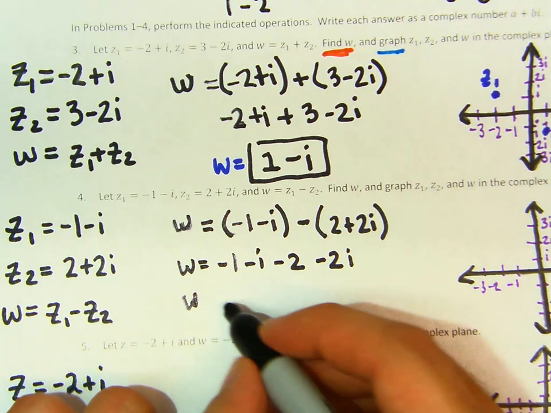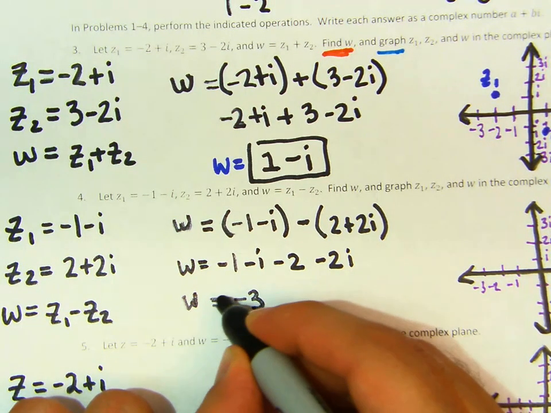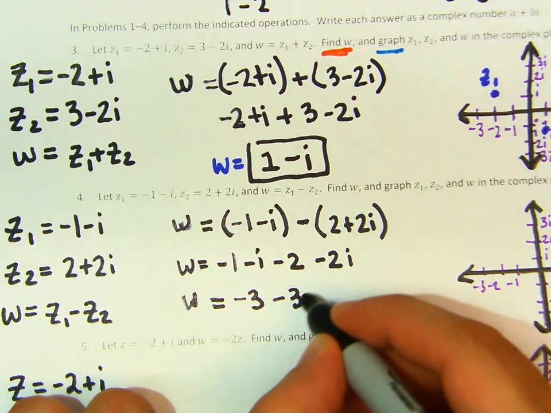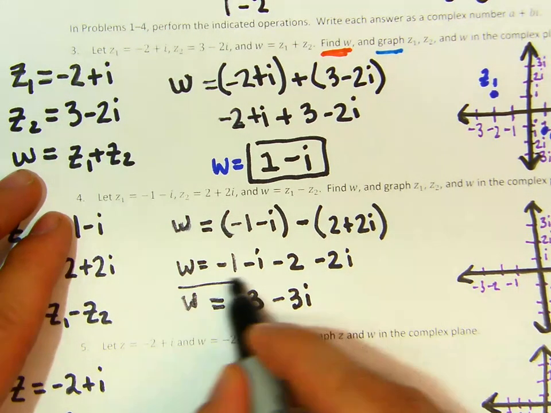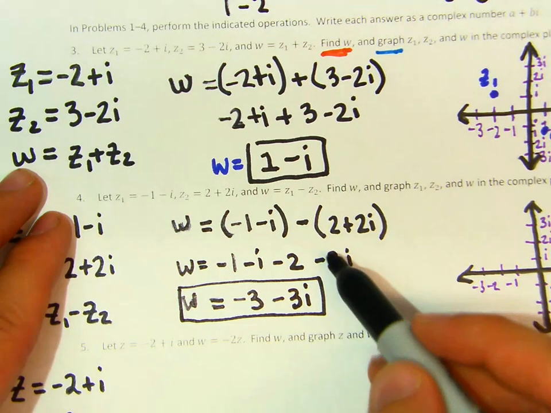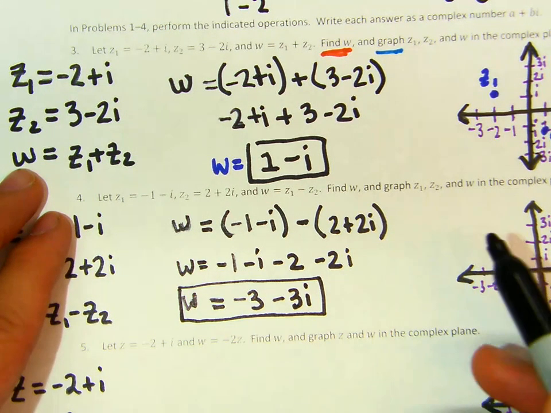Negative 1 minus 2, that's negative 3. Okay? Negative 1 minus 2i is negative 3i. Okie dokie. A lot of people just made careless mistakes on the algebra here. They did all of this correct, but negative 1 minus 2 is negative 3.